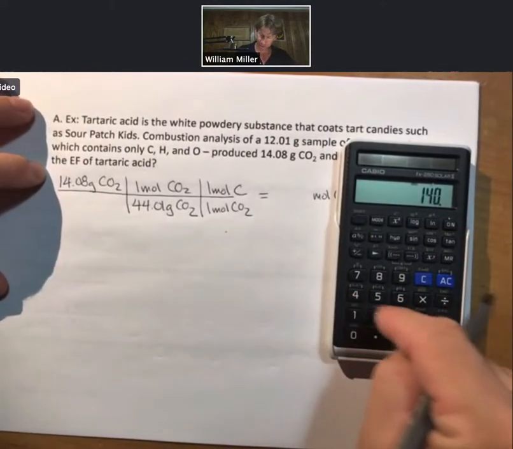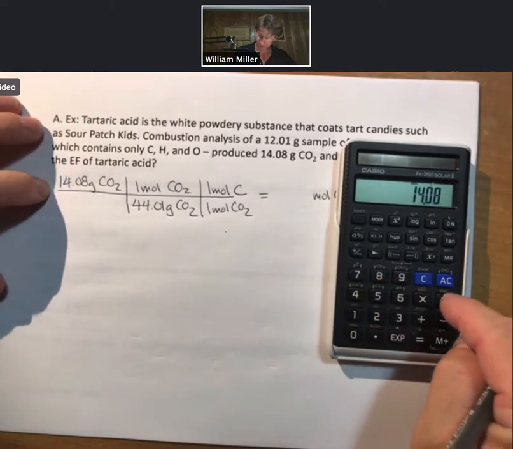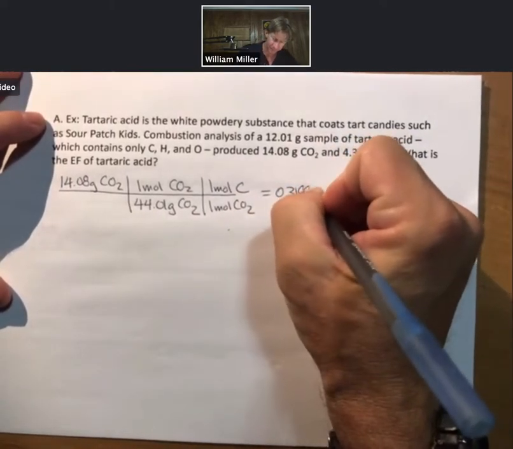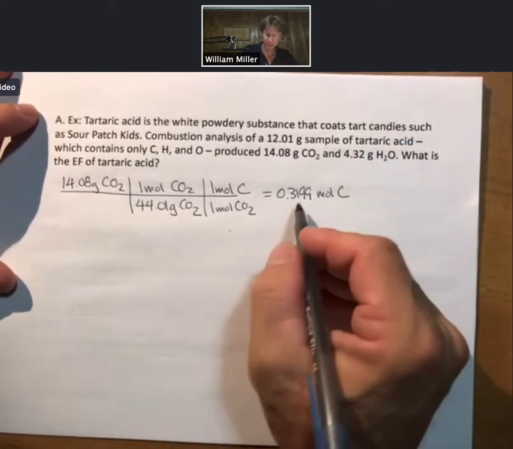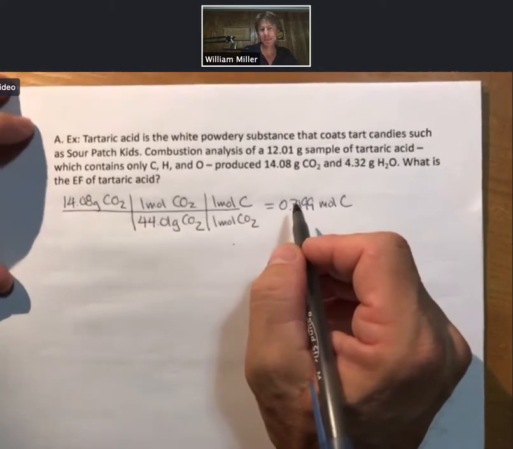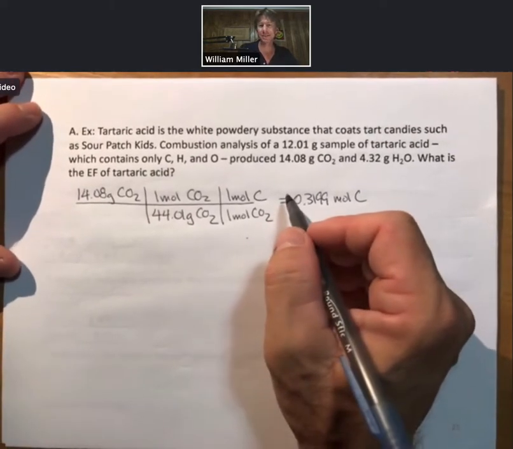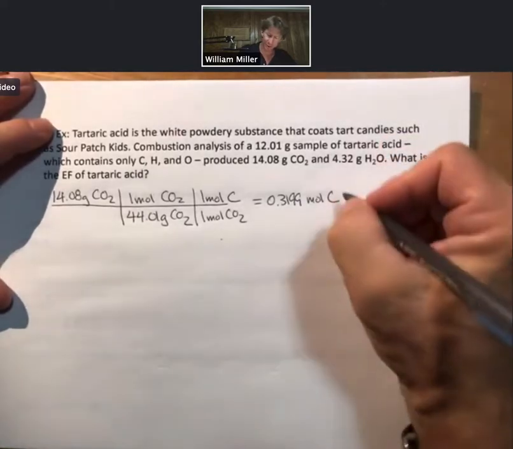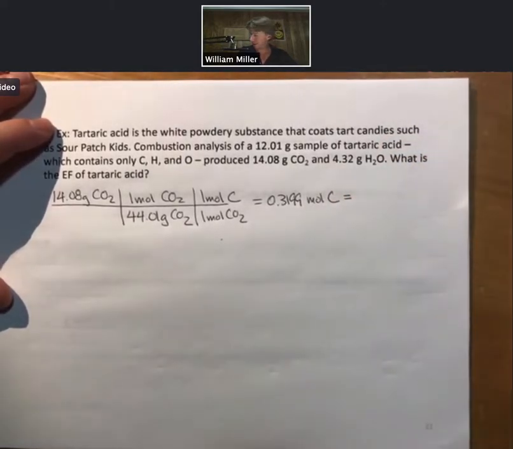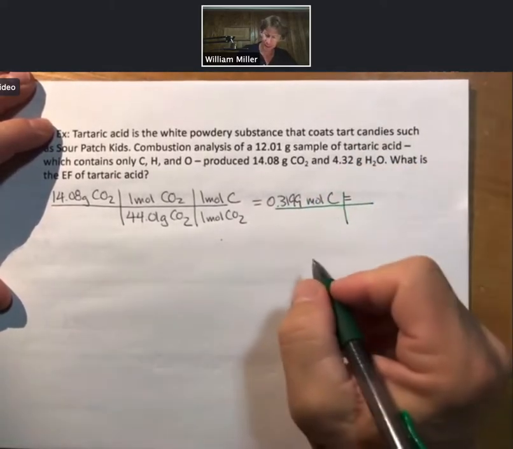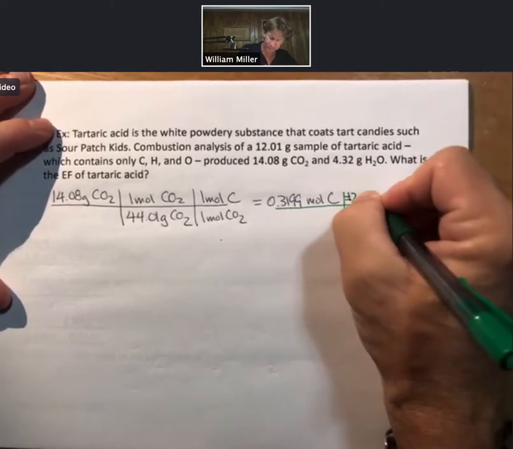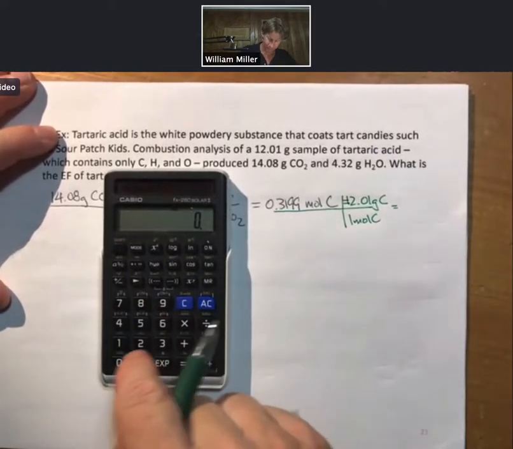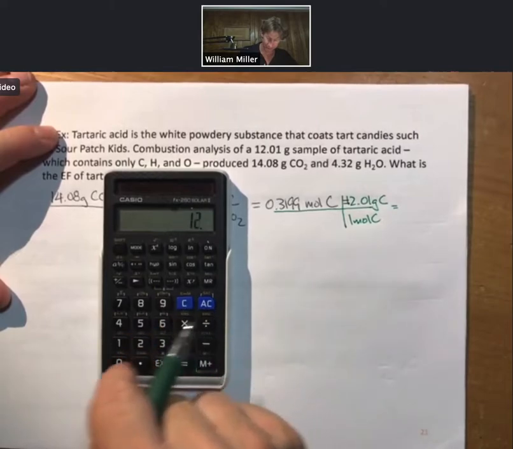I have 14.08 divided by 44.01, 0.3199. I will carry an extra sig fig. I actually have four sig figs, but I'm going to carry an extra one. Sometimes it can help you get more precise small whole numbers, so it's okay to do that. Now I also need grams of carbon. So let's change colors here. I have one mole of carbon, 12.01 grams carbon, and I will do 0.3199 times 12.01.